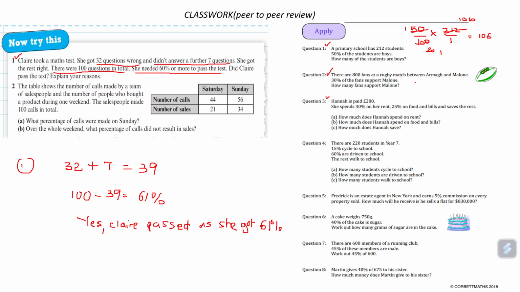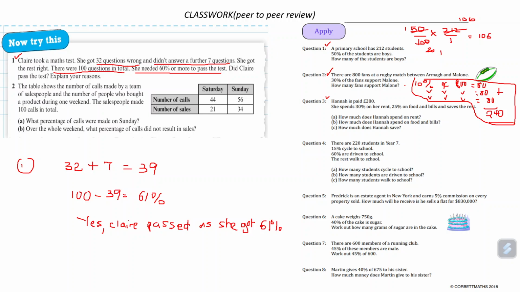30%. In other words, if you like, we can say 10% of 800. 10% of 800 is 80. Another 10% of 800 is 80. Another 10% of 800 is 80. Then we add the total. Let's add. So if we add this up, this is 0, 8 plus 8 is 16, 16 plus 8 is 24. Therefore, 240 fans support Malone. So this is another way of solving percentage questions.